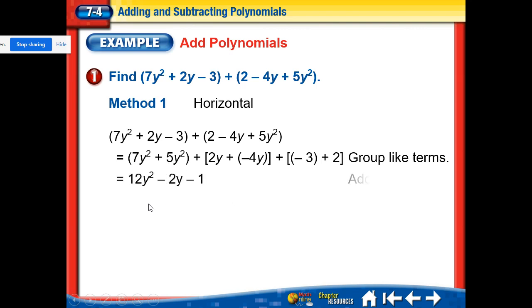So 5 plus 7 is 12. 2 and negative 4 is negative 2. And negative 3 and 2 is negative 1. And notice the variables do not change at all.